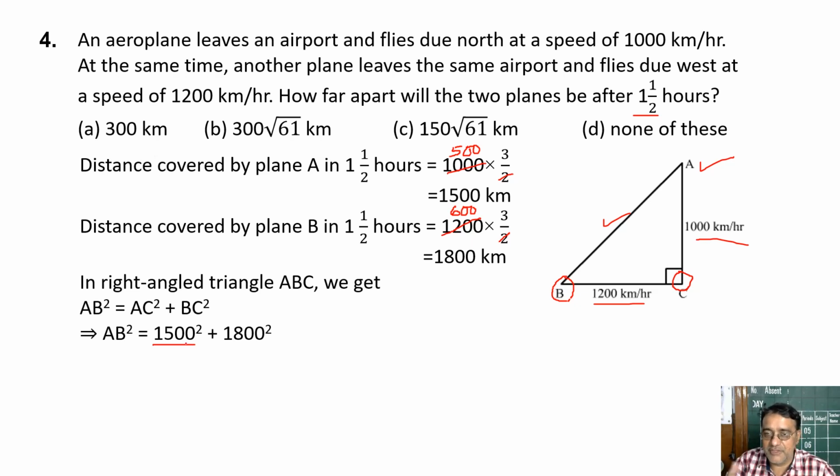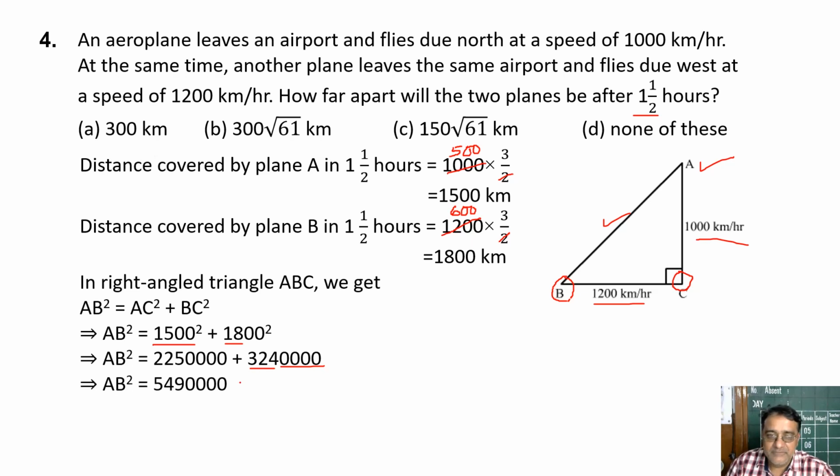दो जीरो है ना तो 4 जीरो हो जाएगा. It will become 4 zeros. So 2 to 5, 4 zeros we have to write. Similarly 18 square is 324 and 4 zeros we have to write. Now 225 plus 325 is 549.